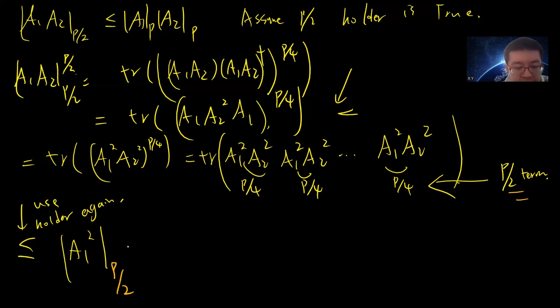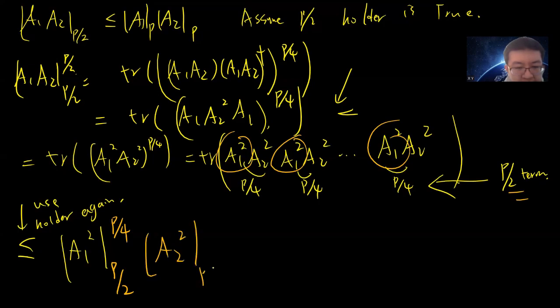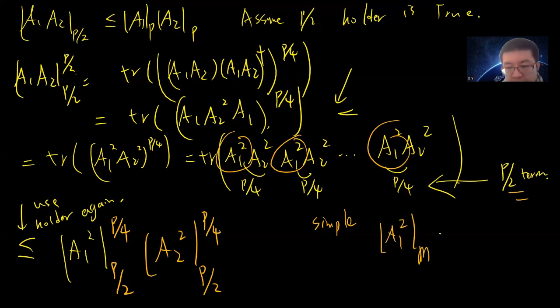So basically it's this. And there are how many of these terms? p divided by 4. So it's basically this. And it's a simple formula to check that if you take the norm of A1 squared in any m norm, it's the same as pulling out the square, so it's the same as the 2m norm. So this is just a simple identity. You can check it by the definition.